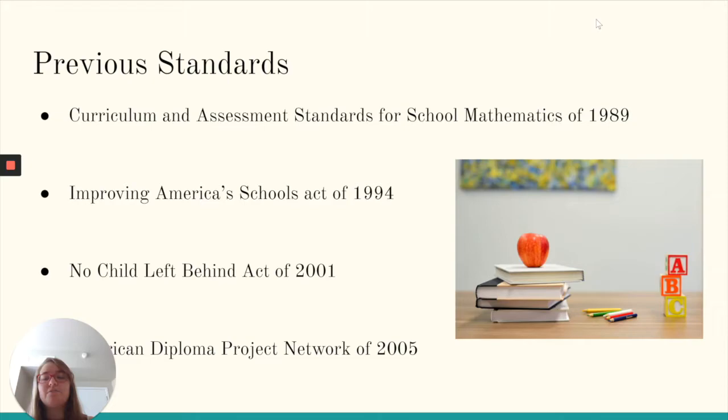The American Diploma Project Network of 2005 aligned high school academic standards, graduation requirements, assessment and accountability systems with college and career demands.